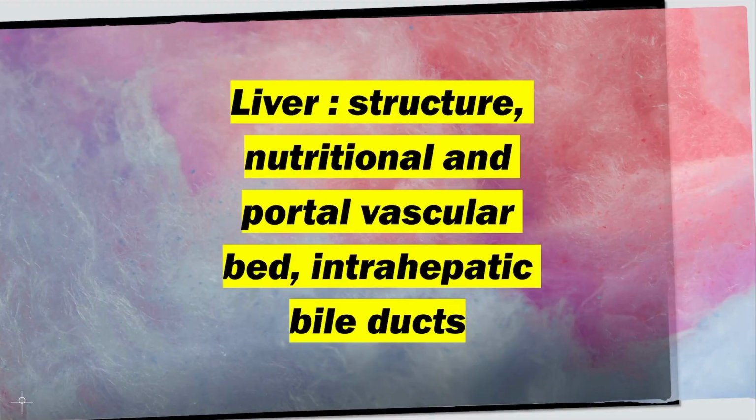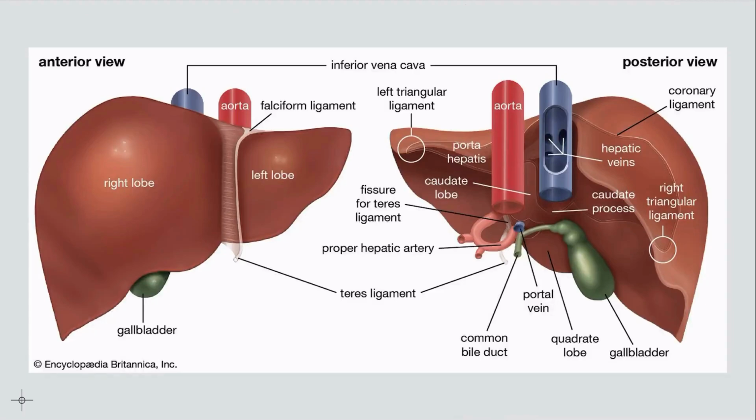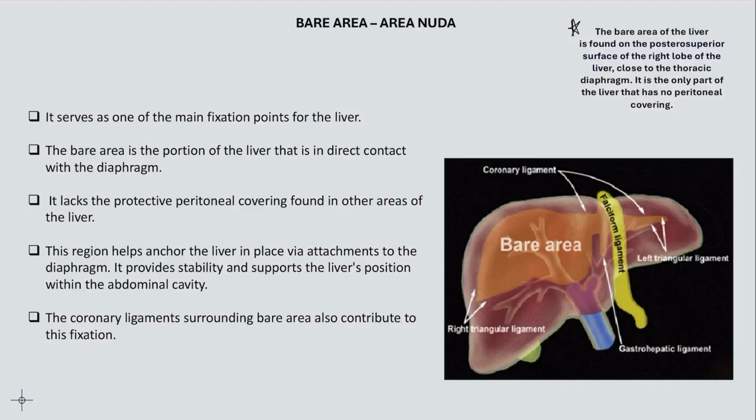And now let's talk about the structure, nutritional, and vascular bed, and then the intrahepatic ducts. So as we saw before, this is just an anterior and posterior view of the liver. We sort of touched on the ligaments. We looked at the porta hepatis, and let's look at the bare area or the area nuda. Basically, it's one of the main fixation points for the liver that's relevant clinically.